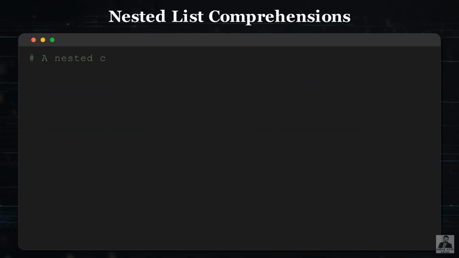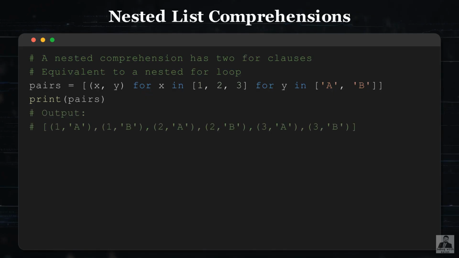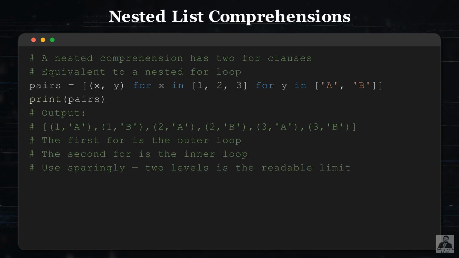A nested list comprehension uses 2 for clauses inside the same brackets. The first for acts as the outer loop and the second acts as the inner loop. Here we combine each number from 1, 2, 3 with each letter from A and B. For each number, Python loops through both letters and creates a pair. The result is 6 pairs in total. Nested comprehensions are powerful, but they become hard to read quickly. 2 levels is generally the maximum you should use.